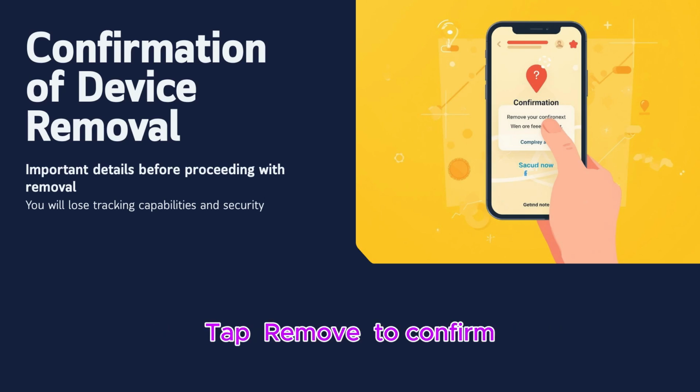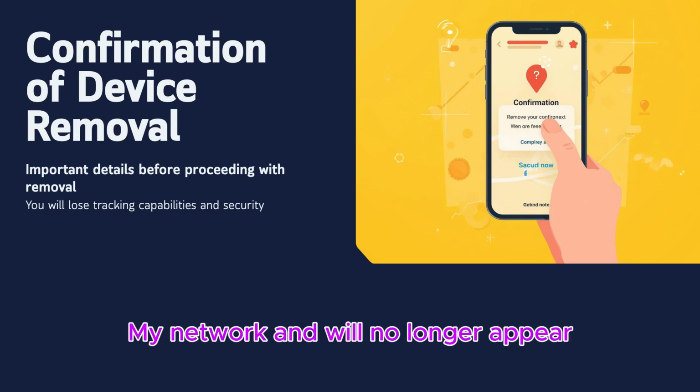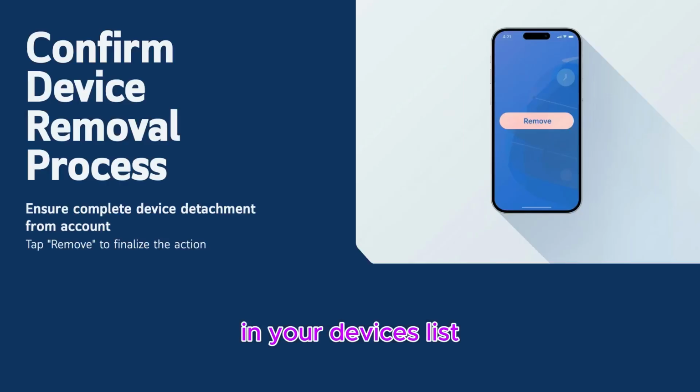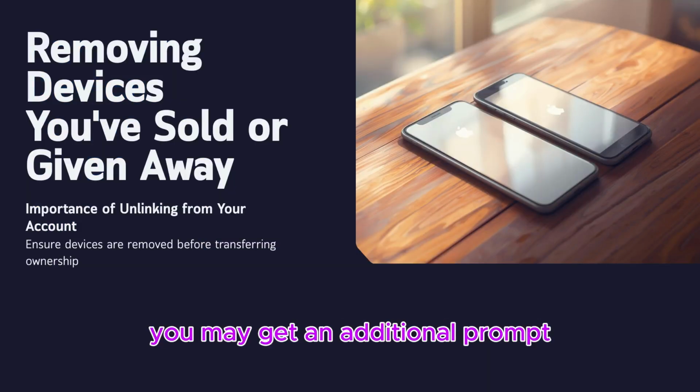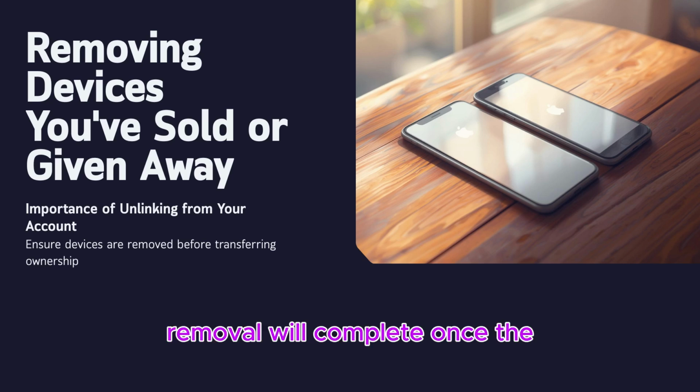Tap Remove to confirm. The device will immediately be removed from your Find My network and will no longer appear in your devices list. This is essential if you've sold or given away a device like an old iPhone or iPad. If you are removing a device that is currently offline, you may get an additional prompt explaining that the removal will complete once the device comes online.